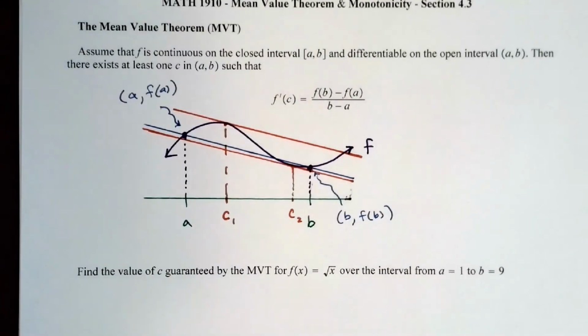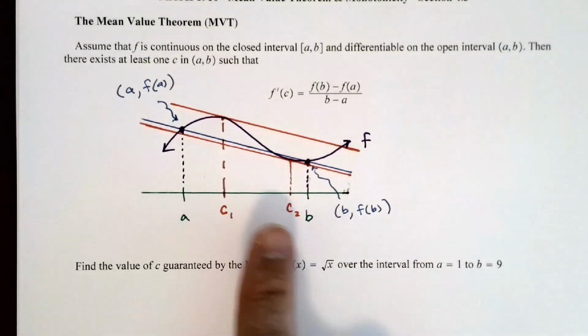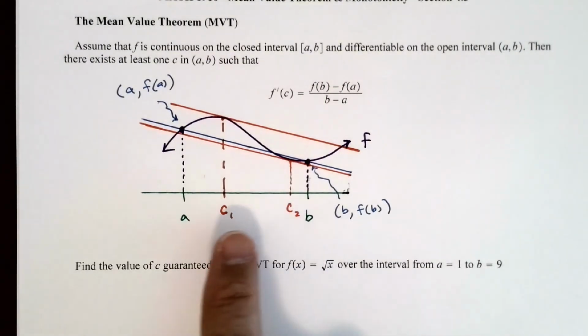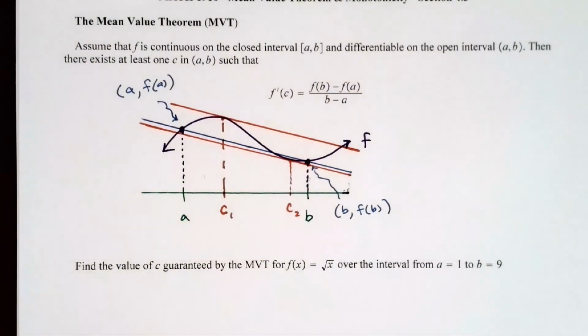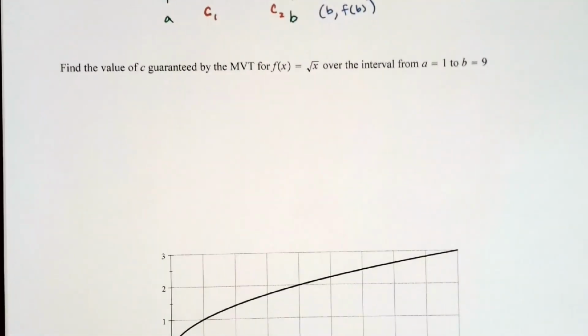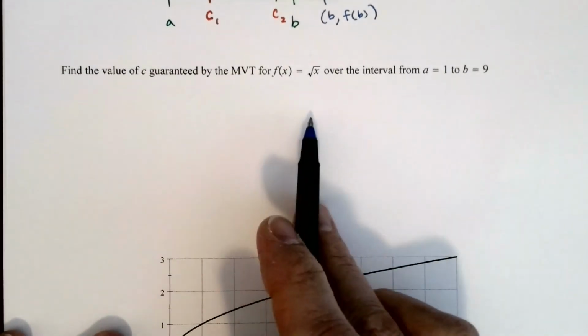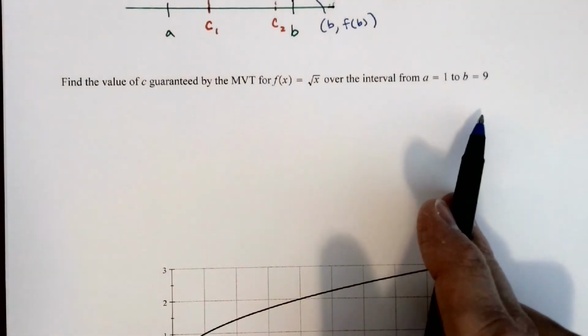So what I want to look at now is, this theorem simply says that these values, or value of c, exist. It doesn't tell you what they are. How could you find that value? So let's take a look at a problem where we're going to do that. Let's find the value of c guaranteed by the mean value theorem for this very familiar function, the square root of x, over the interval from a equal 1 to b.